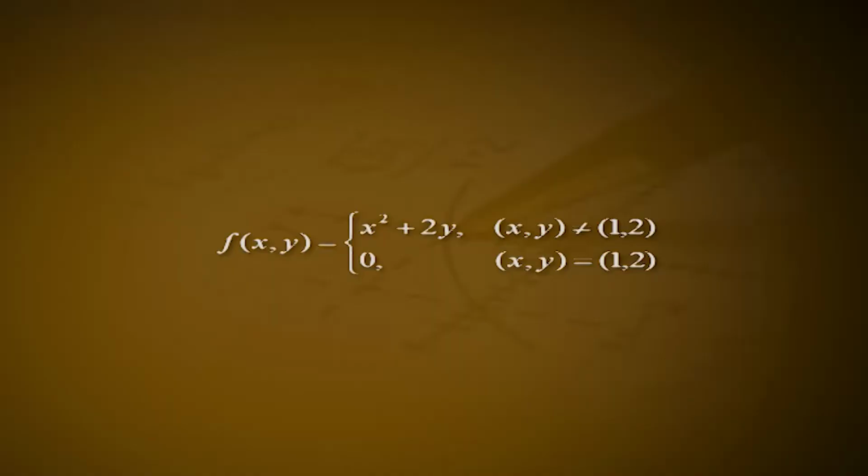Example 2. Consider the function f(x, y) equal to x squared plus 2y for (x, y) not equal to (1, 2) and 0 for (x, y) equal to (1, 2), to investigate continuity at the point (1, 2). Here, the limit of f(x, y) as (x, y) tends to (1, 2) is equal to 5, which is not equal to f(1, 2). Hence, the given function is not continuous at (1, 2). However, if the function had the value 5 at (1, 2), it was then continuous at the point.